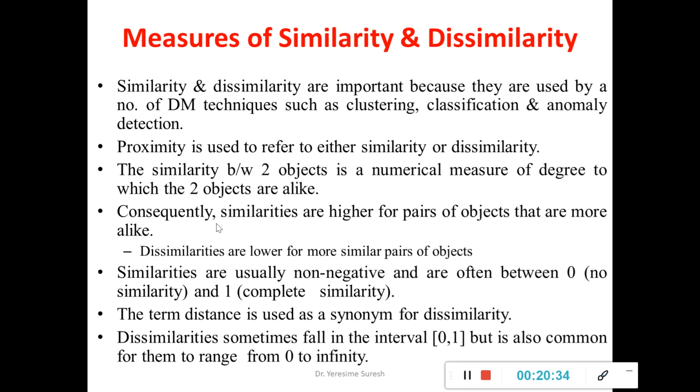And similarity or proximity is higher for pairs of objects that are alike, and dissimilarities are lower for more similar pairs of objects. That means for more similar pairs the dissimilarity value is less, and for less similar pairs it is very high. These similarities are usually non-negative and often vary in the range 0 to 1, wherein 0 indicates no similarity, 1 indicates complete similarity, or 0 no dependency, 1 complete dependency. As I told, the term distance is used as a synonym for dissimilarity as well as proximity.